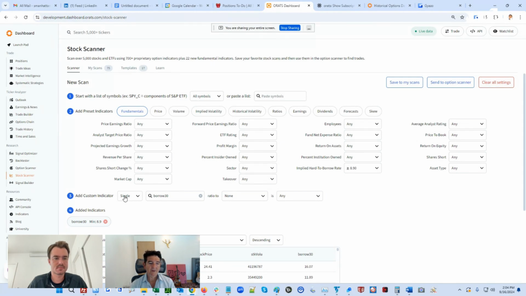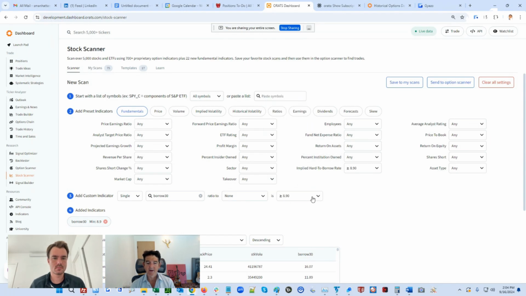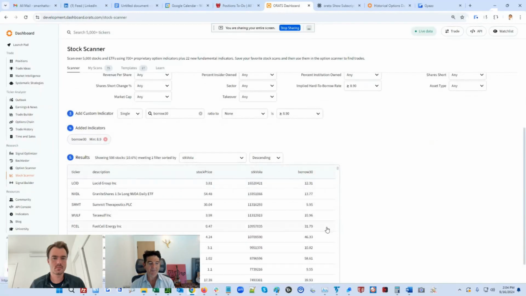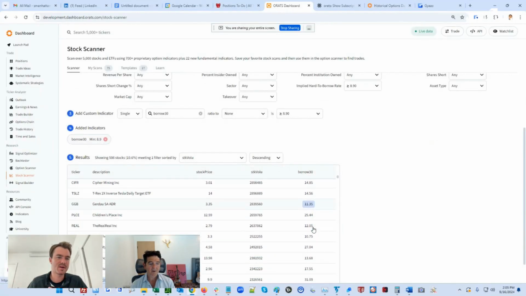Cool. All right, so let's find a hard to borrow stock. So we'll go to our stock scanner and we'll say borrow rate. So that implied hard to borrow rate at 30 days, which we kind of interpolate, is very high. So we'll put that and we'll see what comes up. Real quick, Matt, what is the hard to borrow rate? Like, what does that mean?